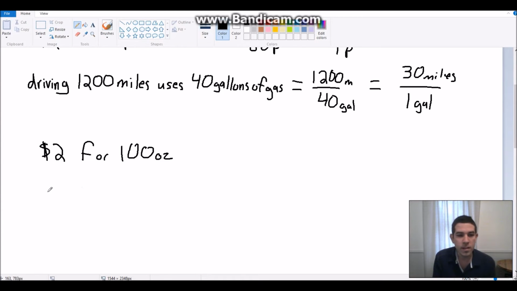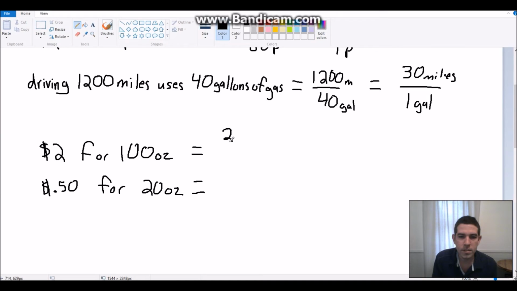And then there's another deal where you can get a smaller bottle of juice for maybe 50 cents, but it only has 20 ounces of juice in it. Alright, so which is the better deal? Should I get this little 20-ounce bottle for 50 cents, or should I get the big bottle of 100 ounces for $2? Let's set up unit rate for each of them.